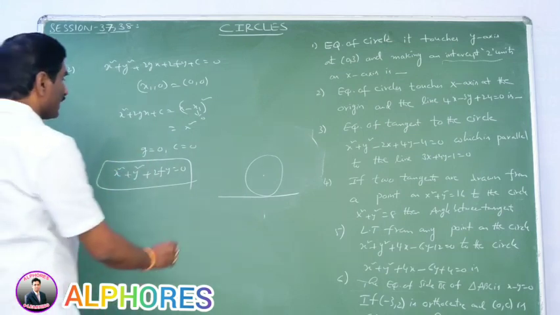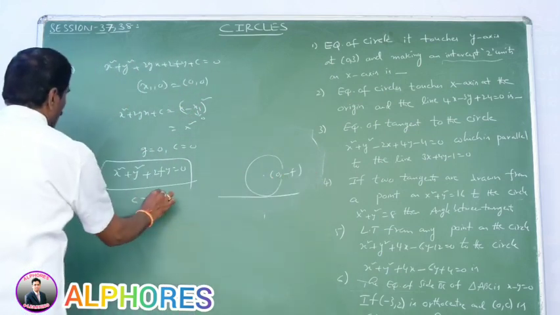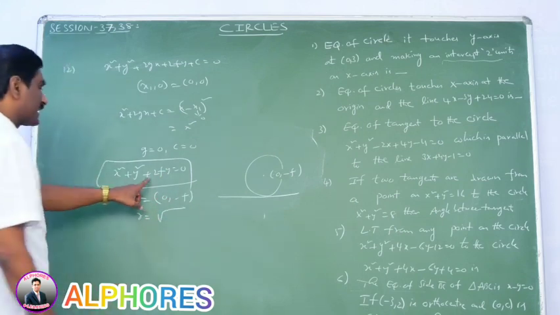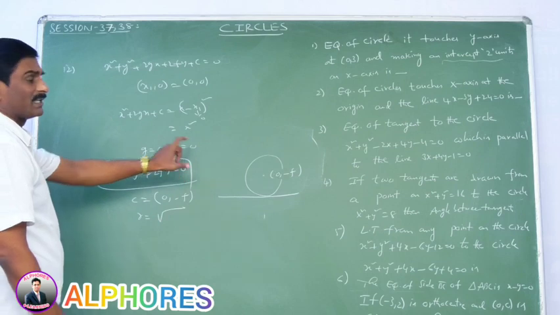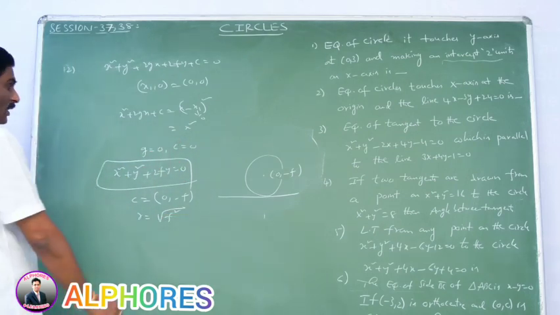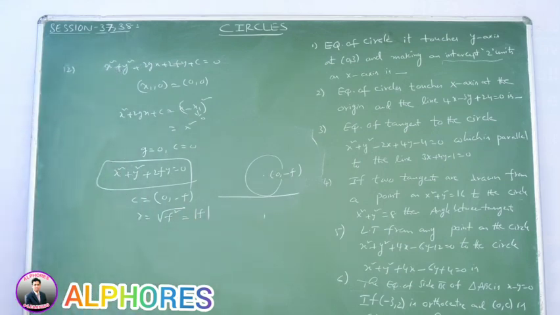In this case, the center of the circle is minus g comma minus f, which means 0 comma minus f. Radius r is equal to root over g square plus f square minus c, which is 0, so root f square. R is equal to root f square, that means mod f. Radius is always positive, but f is either positive or negative.